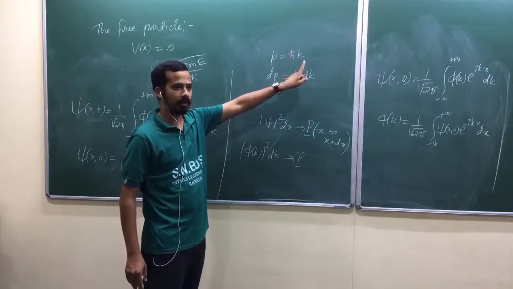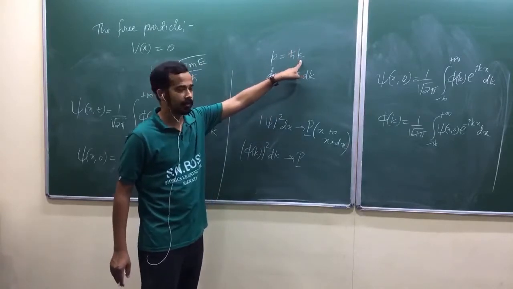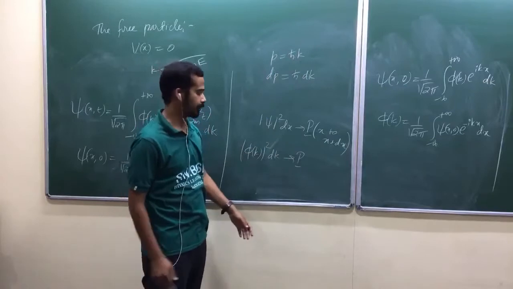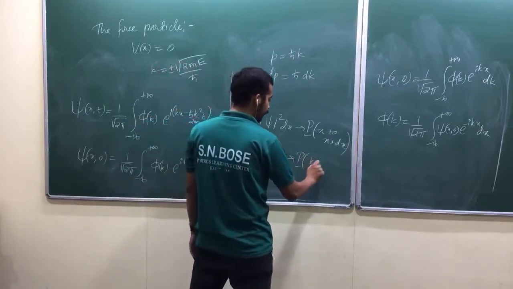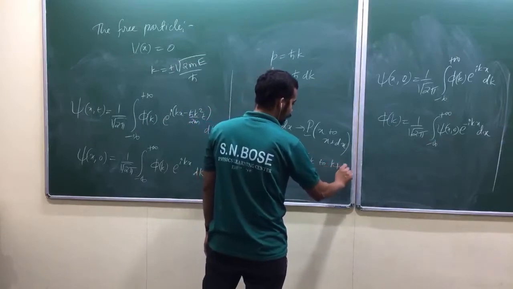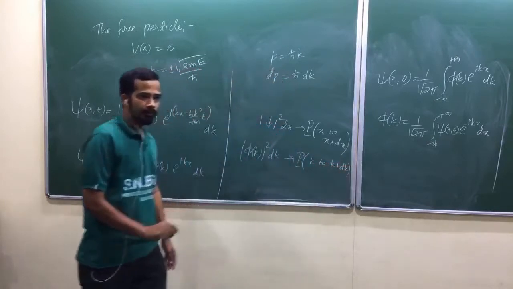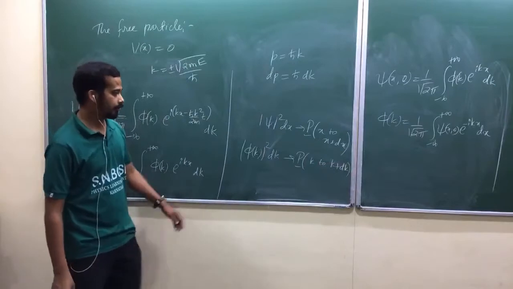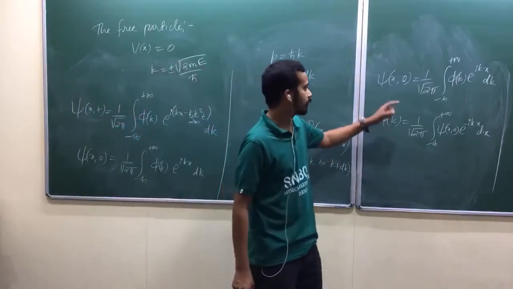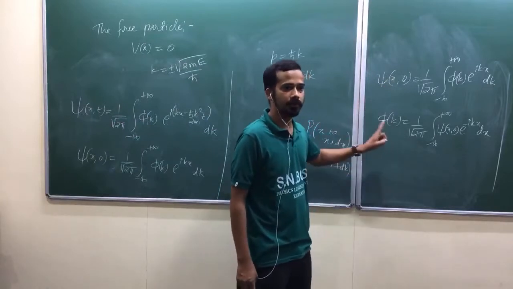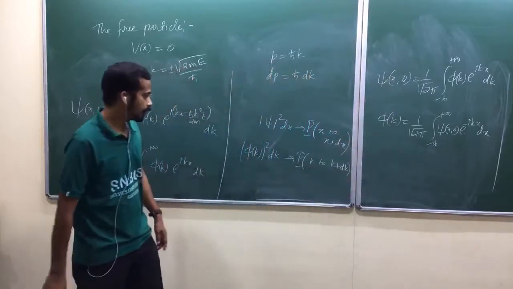Loosely speaking, I will call k as momentum sometimes. This is the probability of finding the particle with momentum k to k plus dk. This has got equal footing with this one actually. We call this one the momentum wave function.